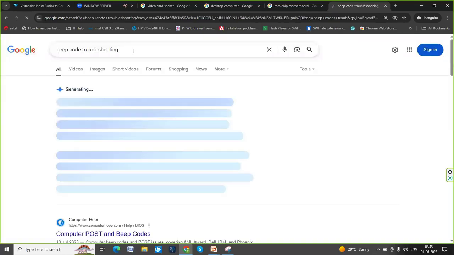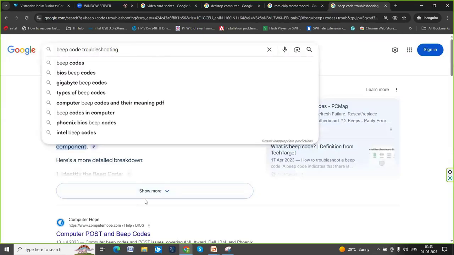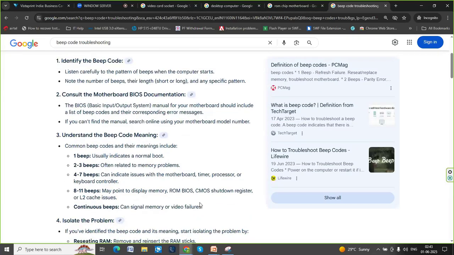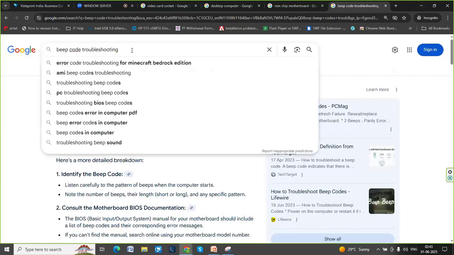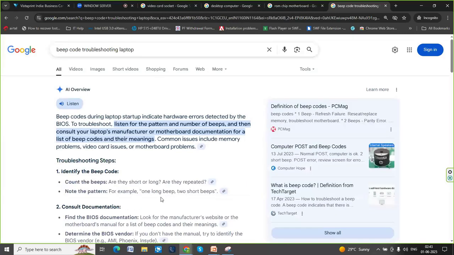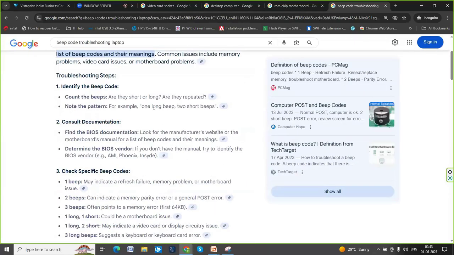Excuse me. Yes, sir. Are these beep sounds the same for all motherboards, or different? Almost the same. Suppose you want to see a laptop, almost the same will come. But the common understanding you need to have is that normally 1 beep and 3 beeps are nothing but your memory failure. Okay. That's what you need to understand.